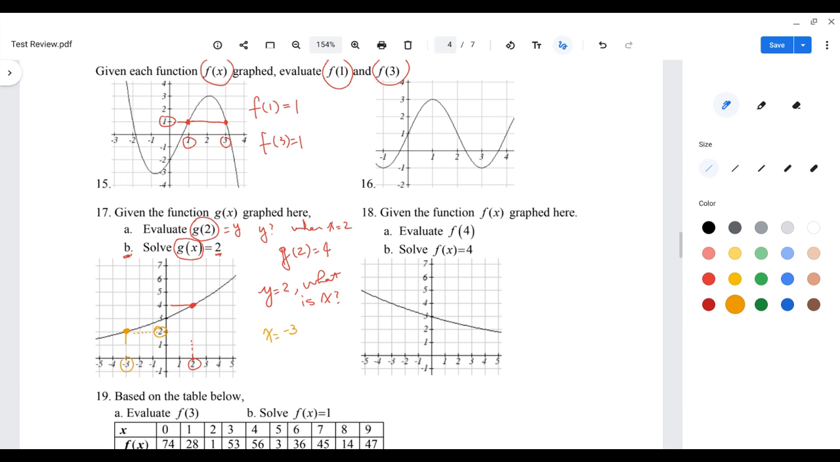Right? So there are two different questions. One gives you y and asks for x. One gives you x and asks for y. You got to be careful with that. You can work number 18 out by yourself.